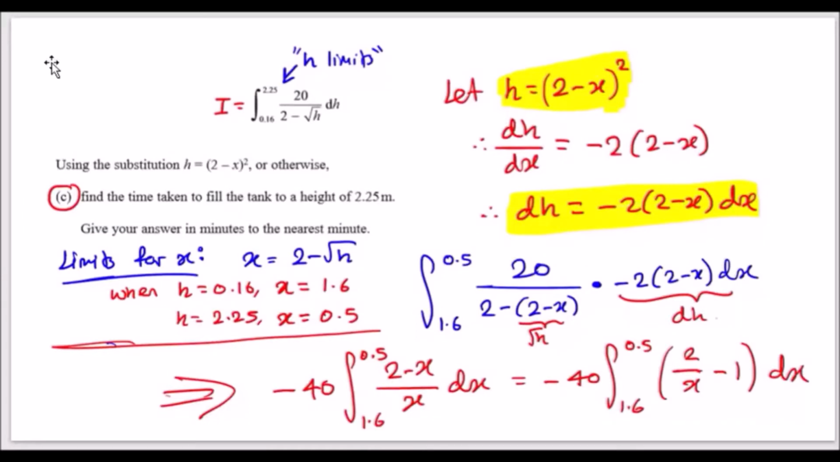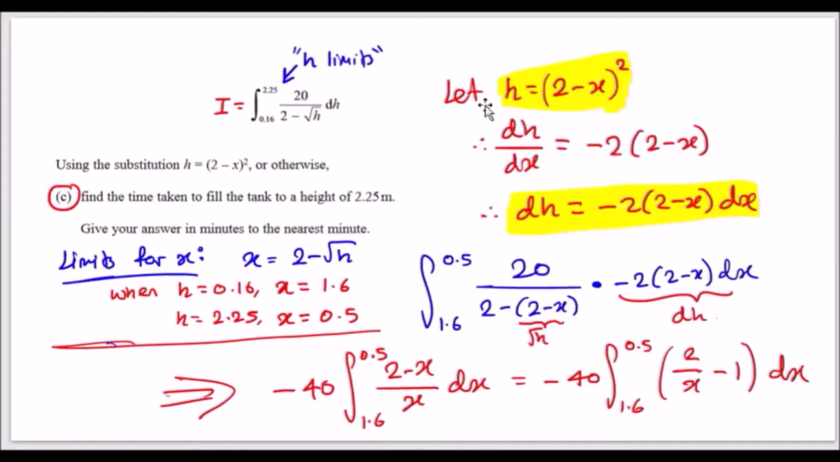So now, using the substitution h equals 2 minus x all squared or otherwise, find the time taken to fill the tank to a height of 2.25. In other words, evaluate. So let's have a look. So using substitution, I said let h equals 2 minus x all squared.